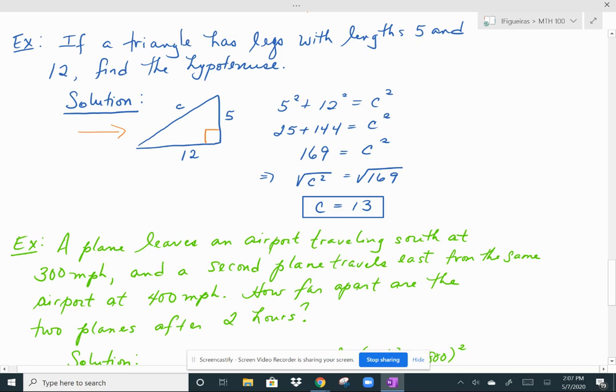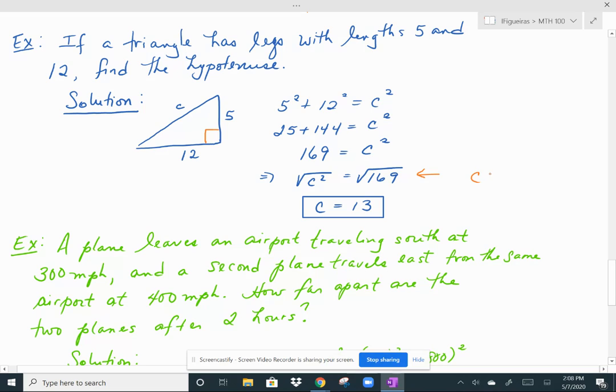So here's my theorem. 5 squared plus 12 squared equals C squared. In the next line, square the 5 and the 12, so you get 25 plus 144 equals C squared. Add the 25 and the 144, that's 169 equals C squared. Then we need to solve for C, and we do that by taking the square root of both sides of the equation, which is what you see here. So C is equal to 13.